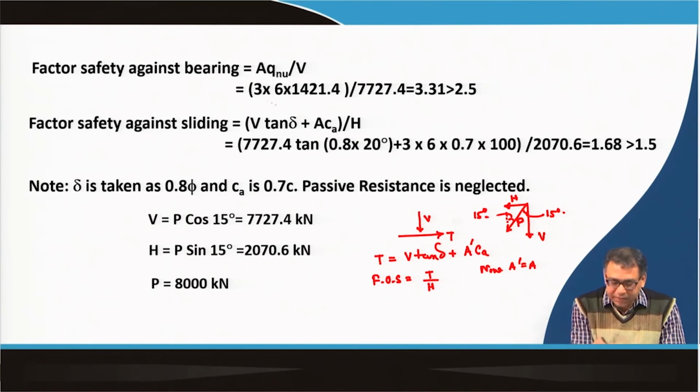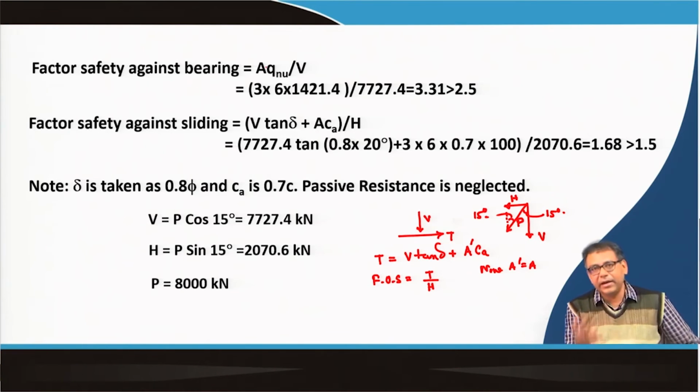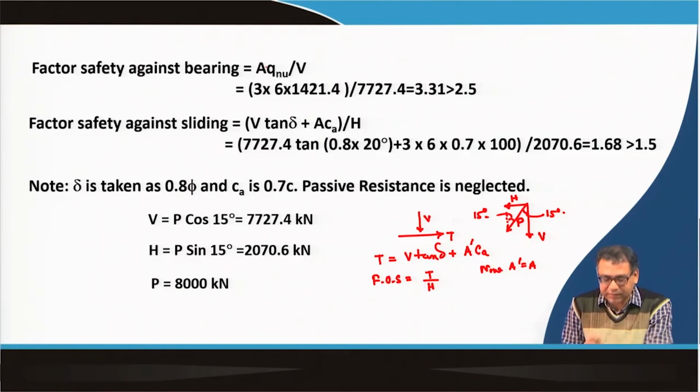Now, if I take the area into the net ultimate bearing capacity, I will get the total vertical load the foundation can take, divided by the total load which is acting. So, I will get a factor of safety of 3.31, which is greater than 2.5, fine. Now, let us check the sliding.